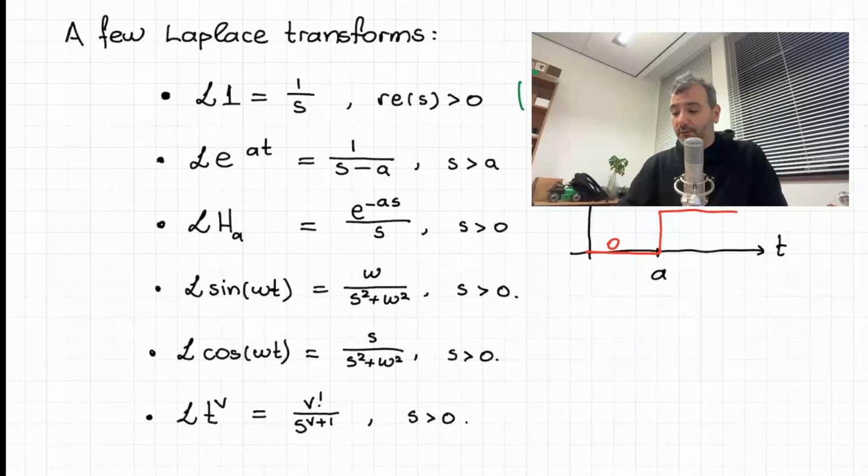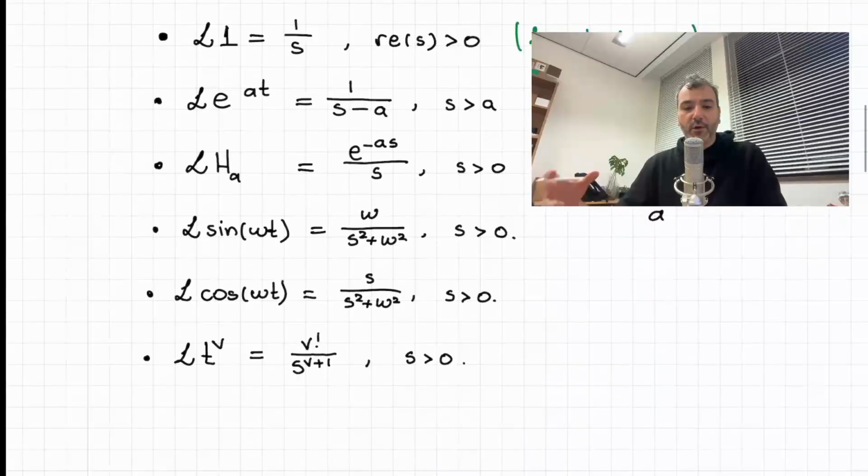The Laplace of sine, now things become a little more interesting. You have a more interesting denominator. The Laplace of sine of omega t is omega over s squared plus omega squared. The Laplace of cosine is similar. It's like this. And the Laplace of powers, also there is a formula for powers. You can put here nu equals 1, 2, 3, and so on.